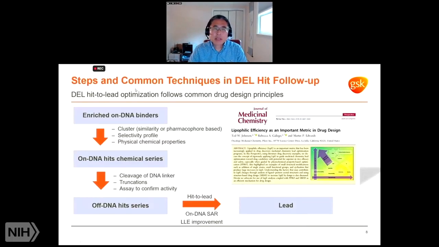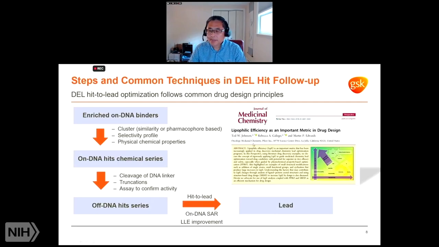Here are the common steps and the technologies used in hit follow-ups. So once the enriched on-DNA binder was identified, they were usually clustered and then further triaged based on the selectivity profile of physical chem properties. And the top on-DNA hits chemical series was then confirmed by making off-DNA compounds to generate off-DNA hit series. And this was then further followed up in the hit-to-lead process to generate leads for the MedChem program.